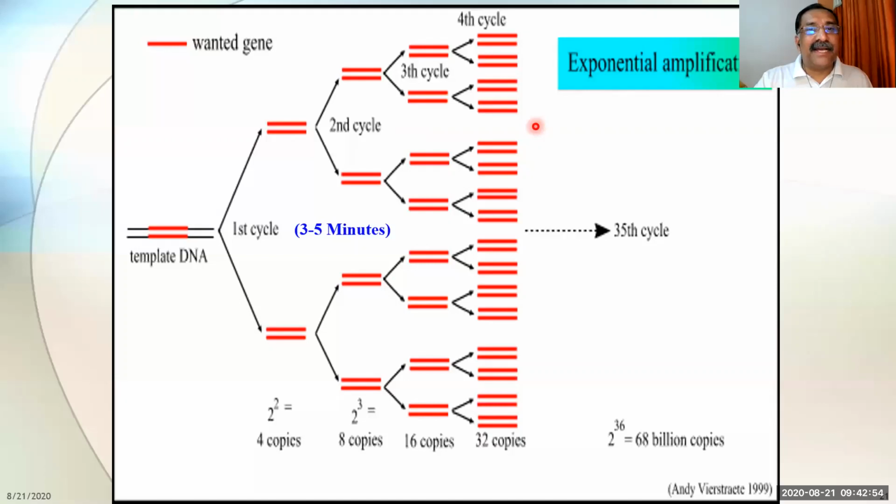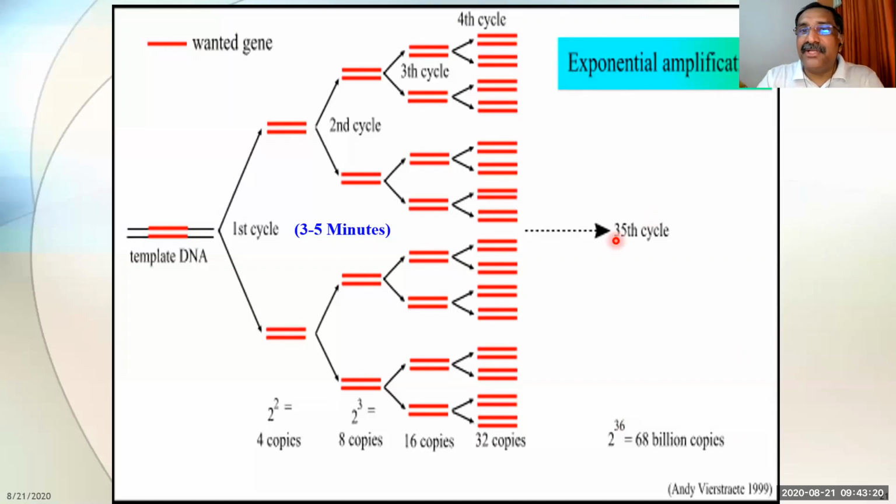Please write the time. Yeah, 30 to 35 cycles will be completed. If 35 cycles are there, 2 raised to 35, yeah, 36. That is an exponential multiplication, we say. Exponential multiplication, 2 raised to 35, yeah, 36, or whatever is the number. Now you see how many copies of DNA you are getting.